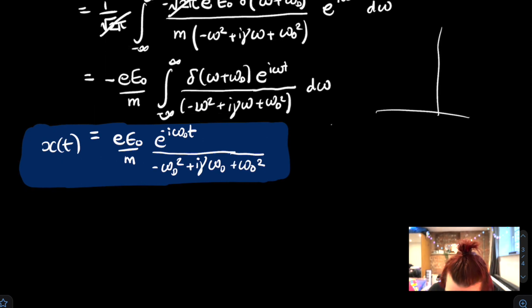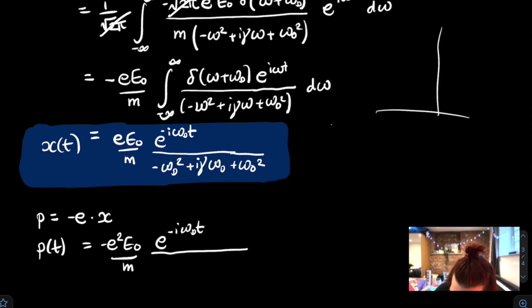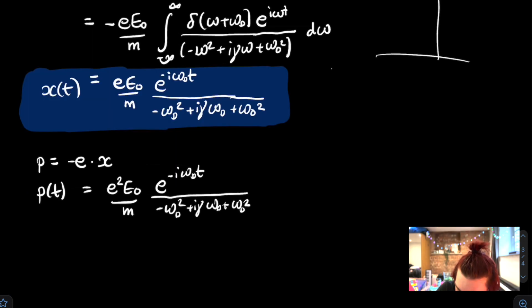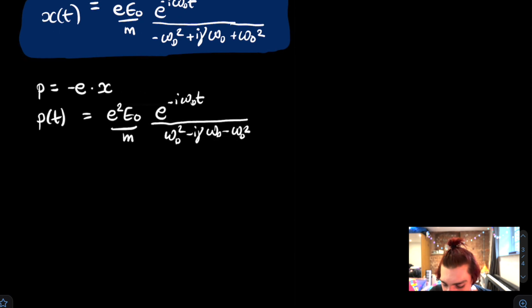My bad. So P is simply equal to the charge, which is of course minus e for an electron, times x. And so this is now going to be a function of time. So we're just going to be multiplying this all by minus e. So we're going to get minus e squared E naught divided by m, times e to the minus i omega t, with just everything on the bottom right here. And what I'm going to now do is remove the minus sign and then change all of these signs on the denominator right here. So this is our dipole moment as a function of time.